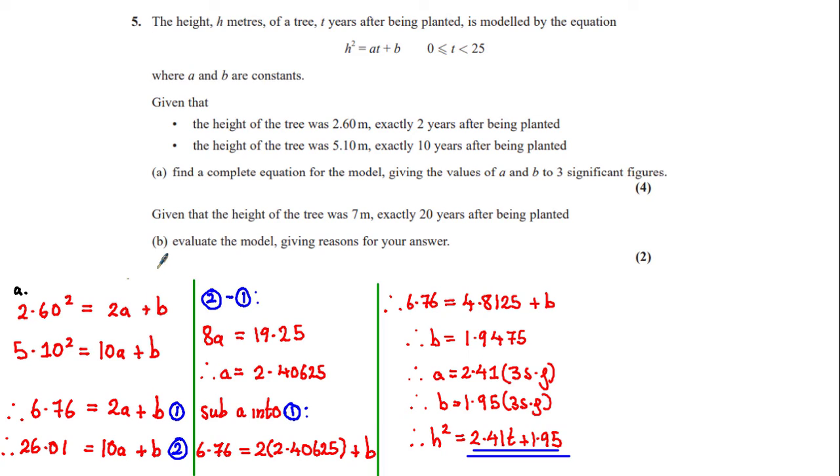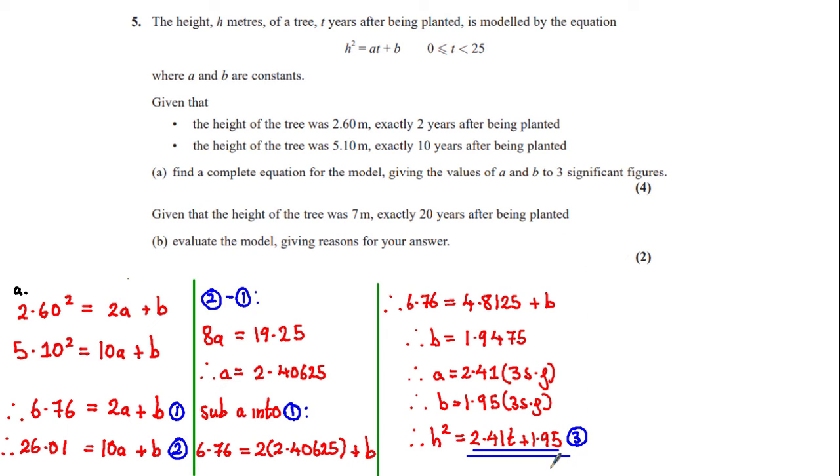Okay. The next part of the question says, given that the height of the tree was 7 meters exactly 20 years after being planted, evaluate the model giving reasons for your answer. So in this part, we're now given another statement of fact about the height of the tree after exactly 20 years. We're told that that height is equal to 7 meters. So that's what's happened in reality.